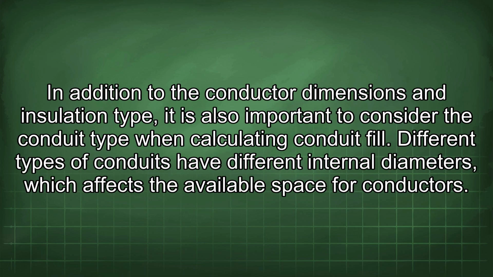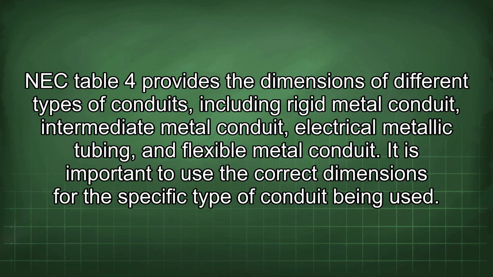In addition to the conductor dimensions and insulation type, it is also important to consider the conduit type when calculating conduit fill. Different types of conduits have different internal diameters, which affects the available space for conductors. NEC Table 4 provides the dimensions of different types of conduits, including rigid metal conduit, intermediate metal conduit, electrical metallic tubing, and flexible metal conduit. It is important to use the correct dimensions for the specific type of conduit being used.